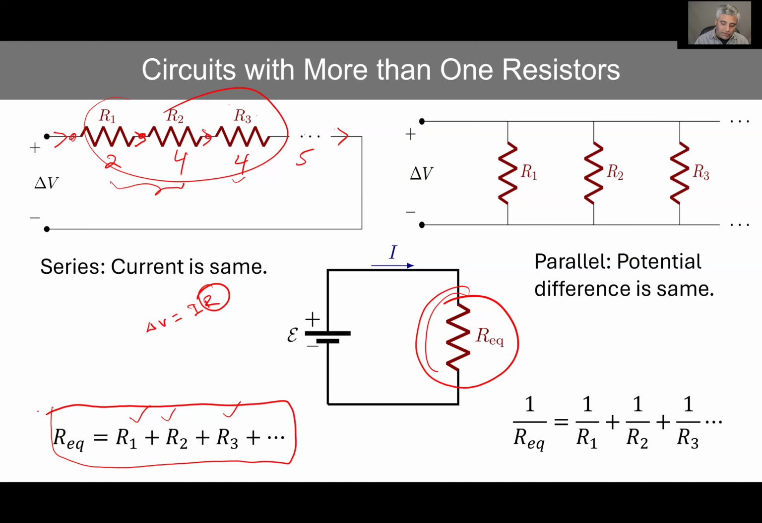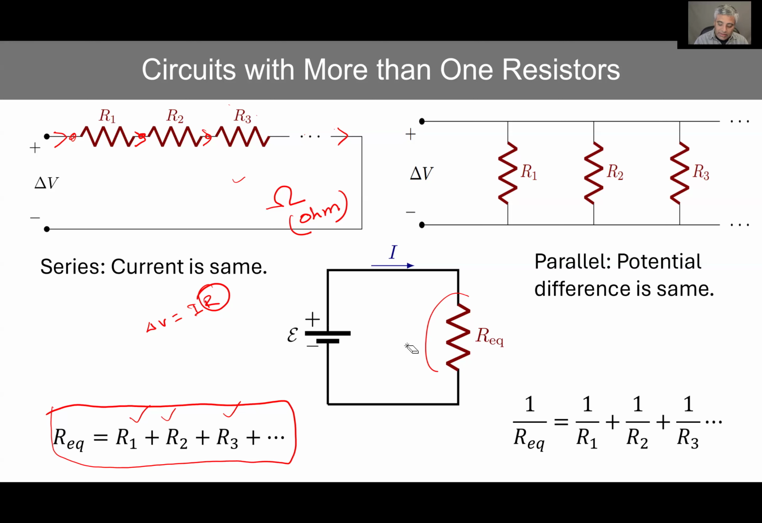The unit of resistance is ohm, denoted by the uppercase omega, from Ohm's law. So that is called series connection.